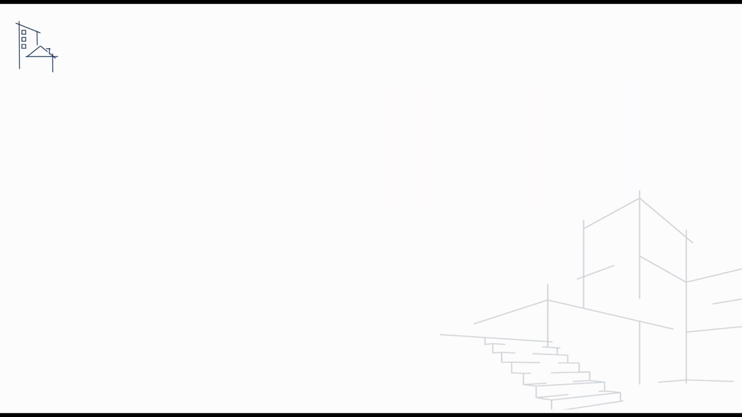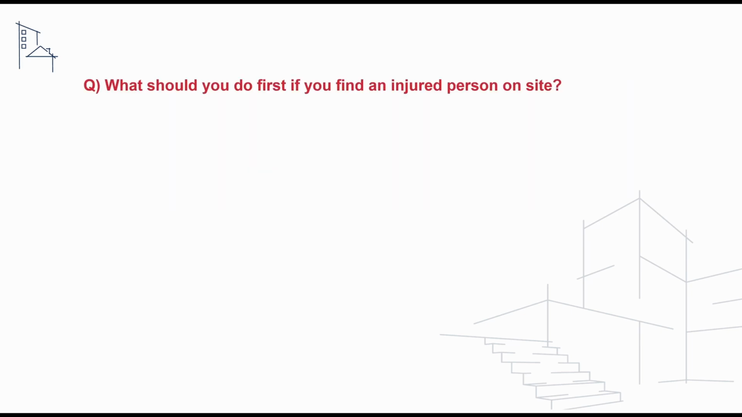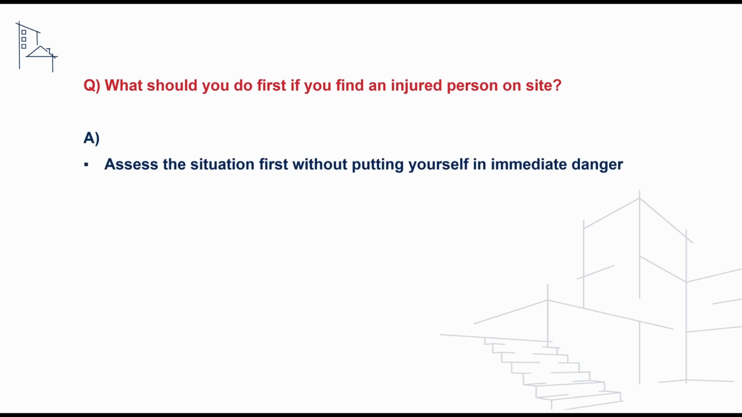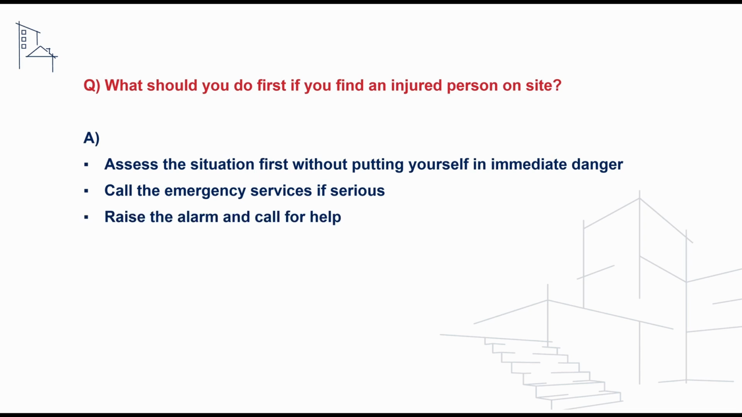We'll now take a look at a scenario-based question about what we would need to do if we were to find an injured person on site. And to address this, we would firstly need to assess the situation without putting ourselves in immediate danger. We would call the emergency services if the incident was serious, and we would need to raise the alarm and call for help, again without putting ourselves in immediate danger.